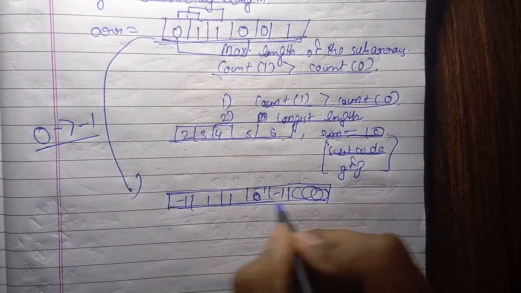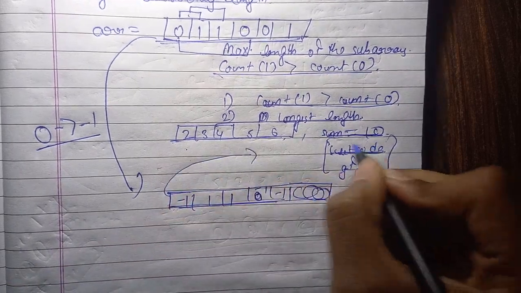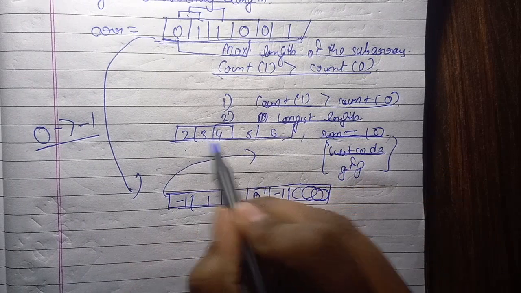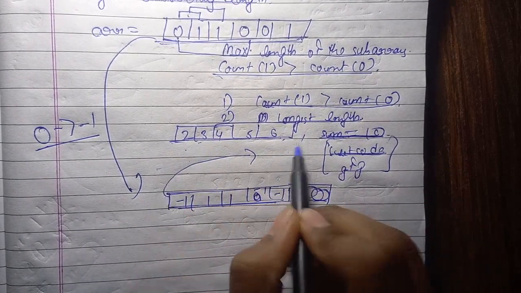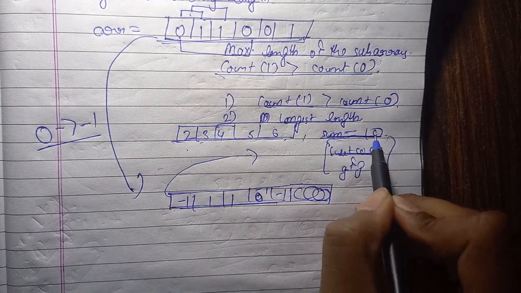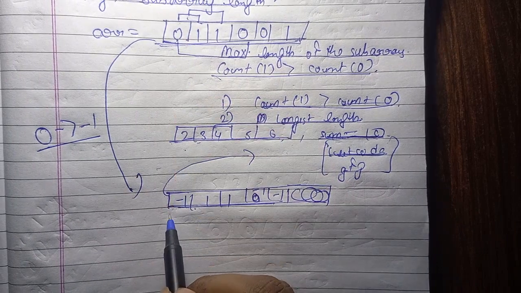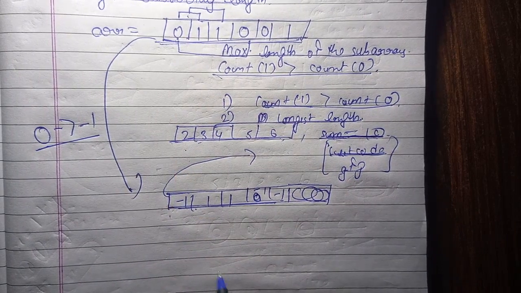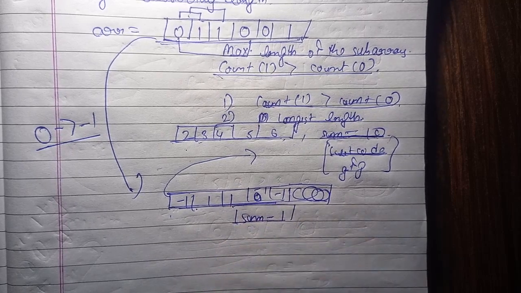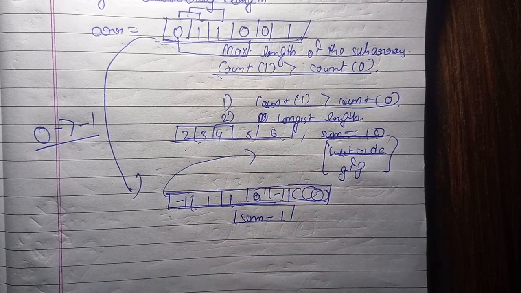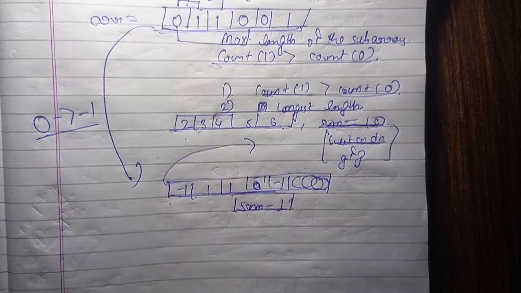Now this problem has been resolved into the standard problem, which is this. In this question, we have given a sum, and we need to find the longest subarray length which has the sum equals to 10. Now, as I have converted all the zeros to -1, this problem has been converted to: now I need to find the longest subarray which has sum equals to 1. You just do the dry run.